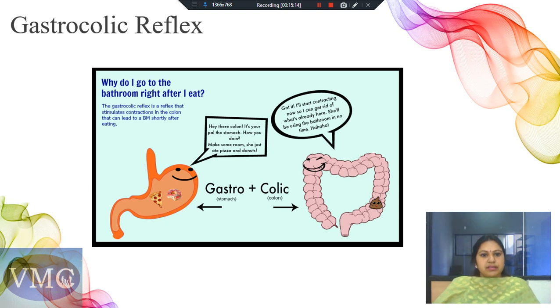Now, what is the gastrocolic reflex? When there is distension from food in the stomach, and it is filled up with food, it gives information to the colon to empty it. So that is called the gastrocolic reflex.